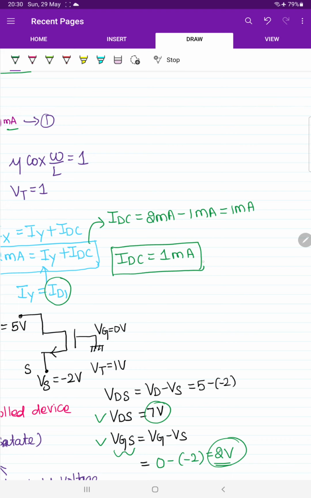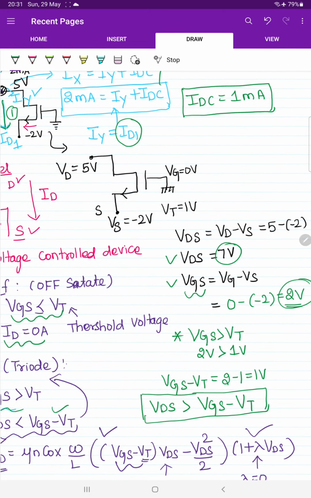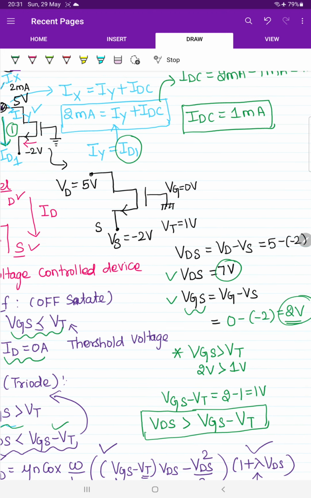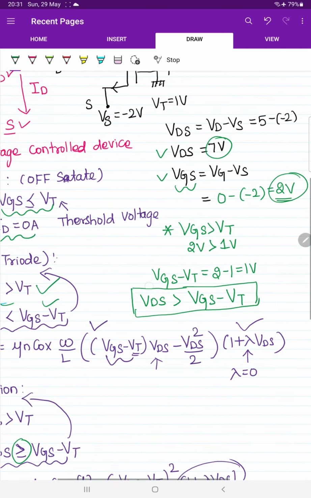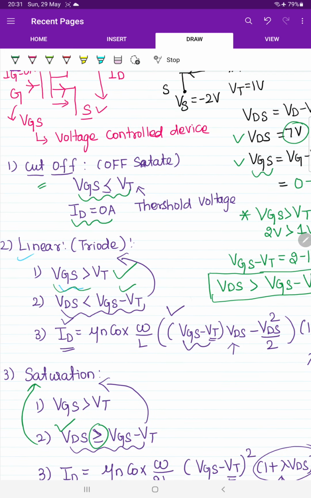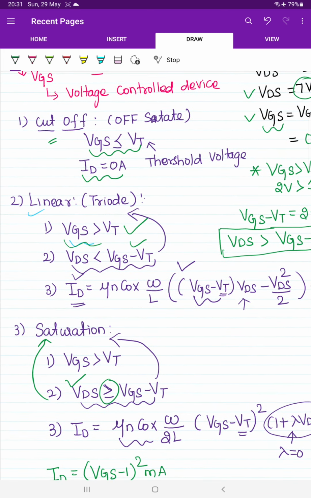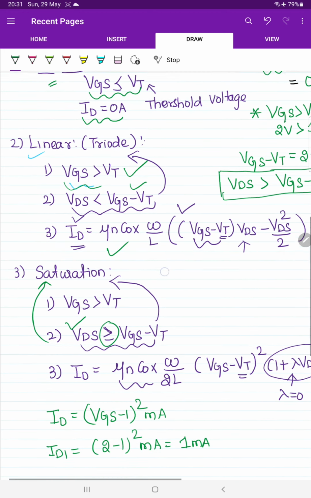So from this question we have observed so many things. What are the things? First, we understood how to check the region of operation. In order to check the region of operation, we have to explore the value of VDS, then we have to explore the value of VGS. Then first step, check whether the value of VGS is greater than VT or not, and then find the value of VGS minus VT, then cross check whether VGS minus VT is greater than VDS or less than VDS. According to that conclusion, you can define region of operation. Once you define the region of operation, then you can take the expression for current.